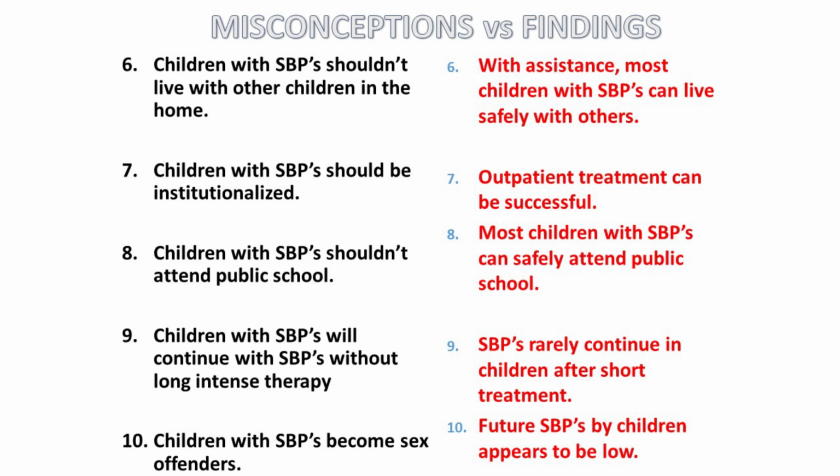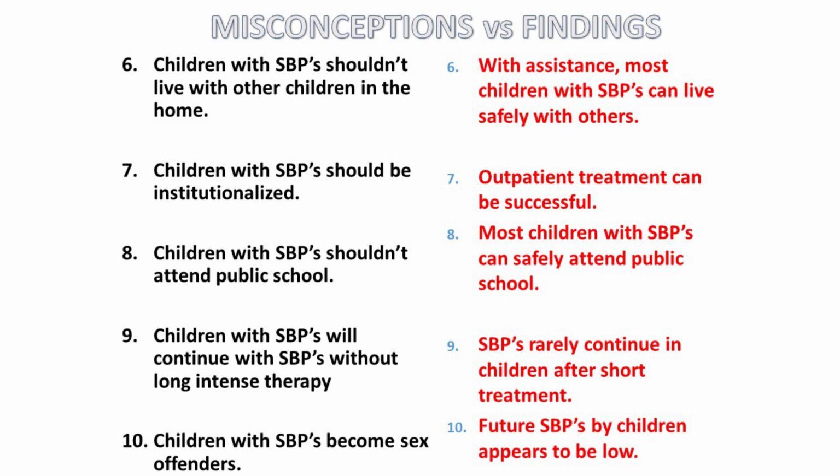Another misconception is that children with sexual behavior problems shouldn't live with other children in the home. This isn't necessarily true. With assistance, it's been found that most children with sexual behavioral problems can live safely with others. Another misconception is that these children should definitely be institutionalized. The findings show outpatient treatment can be successful. Another is that they shouldn't attend public school. This also isn't true, as it's been found that most can safely attend public schools.